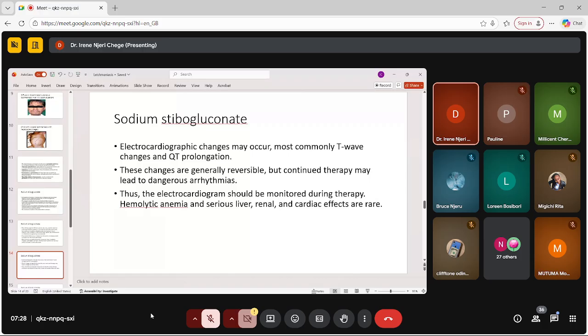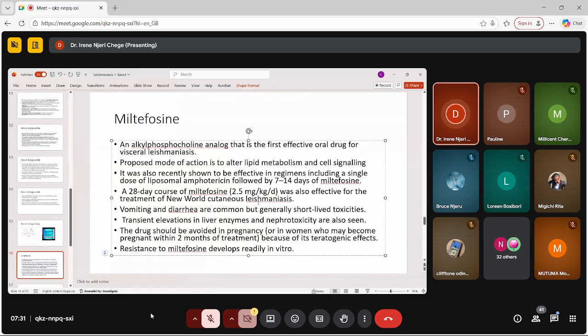And then here, it says a 28-day course of miltefosine was effective in New World cutaneous leishmaniasis. I don't know if I mentioned last week, but we have divided our leishmaniasis into cutaneous, visceral, and subcutaneous forms of leishmaniasis. But we can also say there is New World and Old World leishmaniasis.